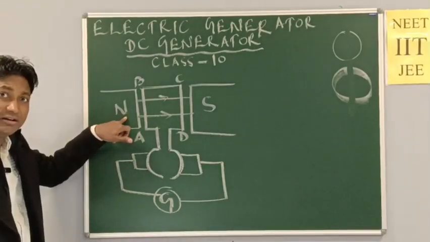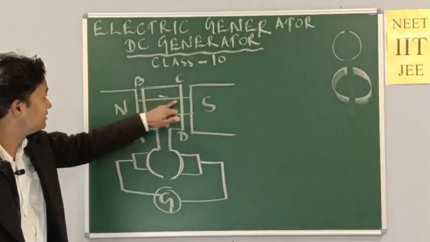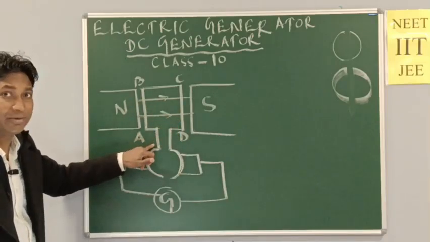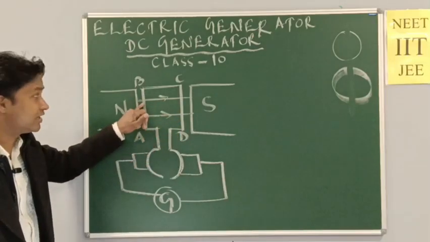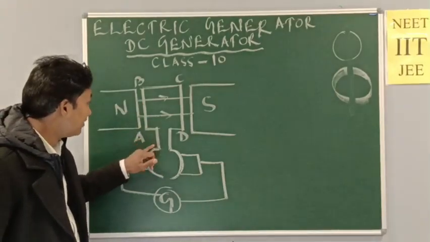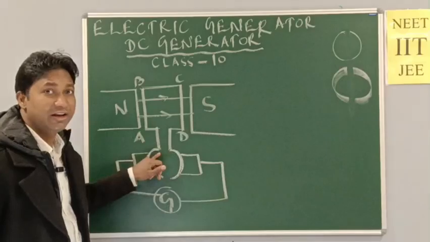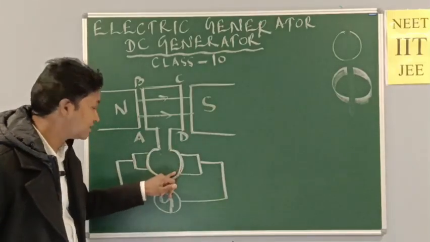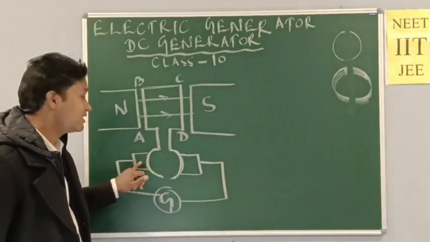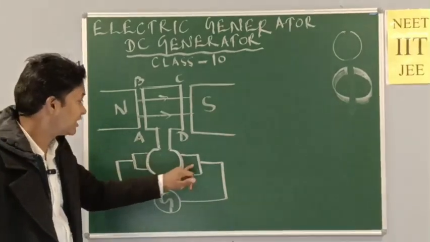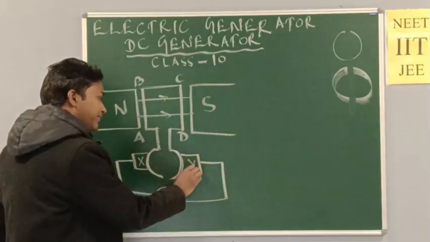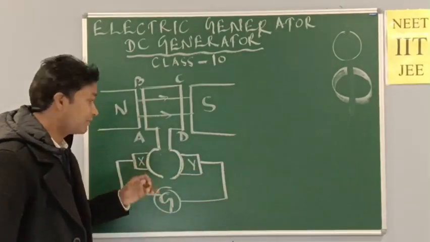Magnet is taken for the magnetic field. This is the magnetic field. Why is the coil taken here? Because we want current inside it. Next, here one end of the coil is connected with the split ring. This is called the split ring. And this is the carbon brush. Here you can name them: this is X, this is Y. Carbon brush.